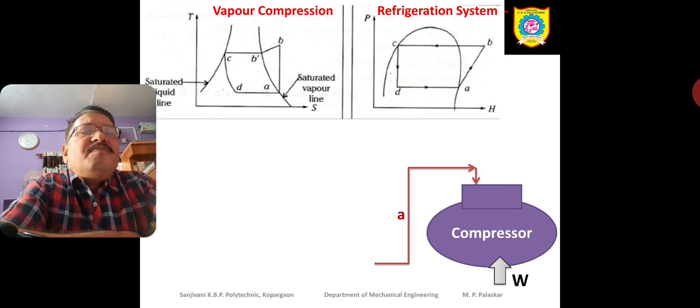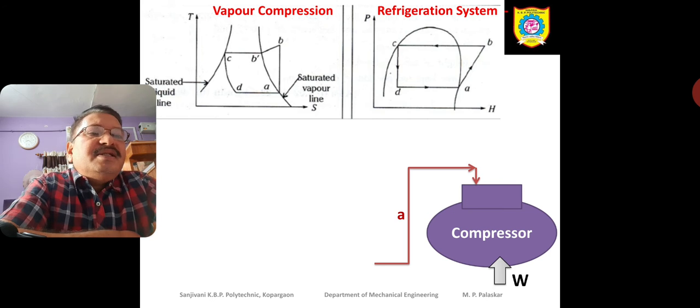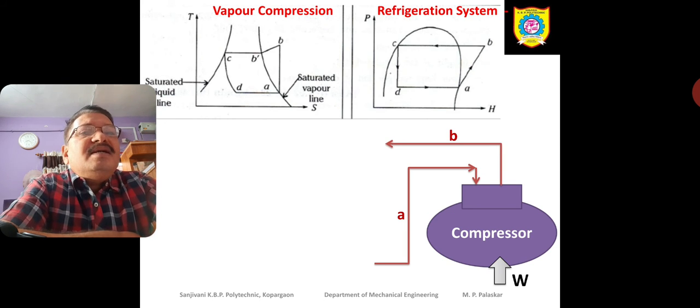But this compression process is supposed to be isentropic, therefore there is no increase in the entropy. If you see the TS diagram, the line AB is vertical, but in the pH diagram the line AB is inclined, and that indicates the increase in the enthalpy, which is almost equal to the mechanical work supplied to the compressor. So the process AB is nothing but the isentropic compression.